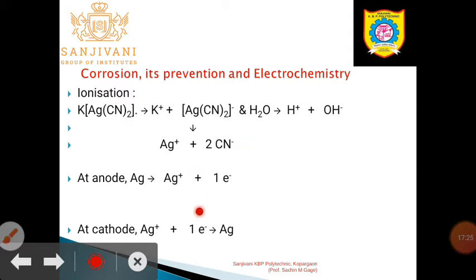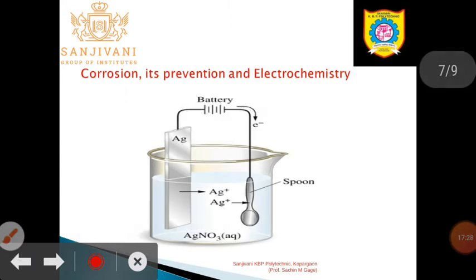So what happens, when such Ag+ ions migrate toward the article, at that time they accept electrons, and there is a formation of silver which is deposited on the surface of the article. Here the Ag+ is attracted toward the cathode. Here the gain of electrons, that is the cathodic reduction reaction, takes place, and a silver plating, coating or film of silver is formed or deposited on the surface of the electrode.